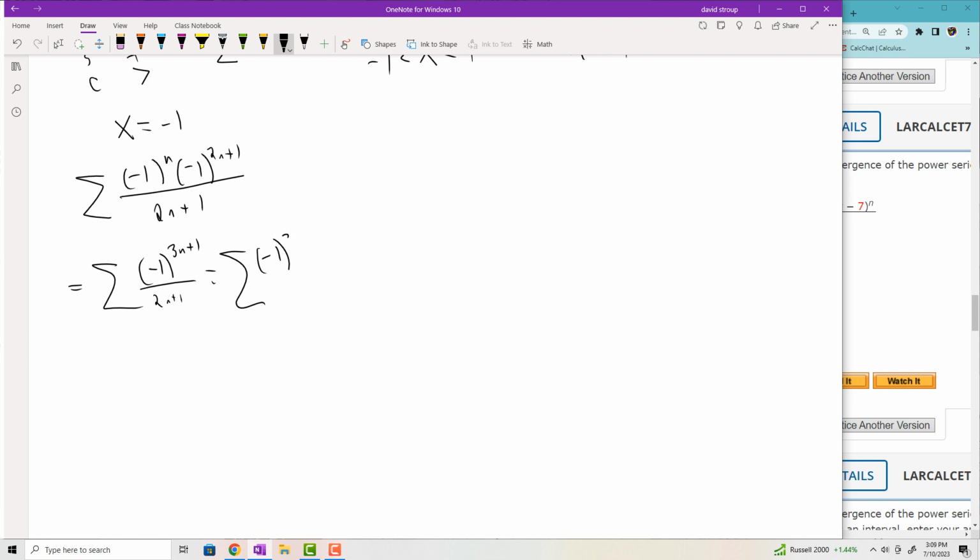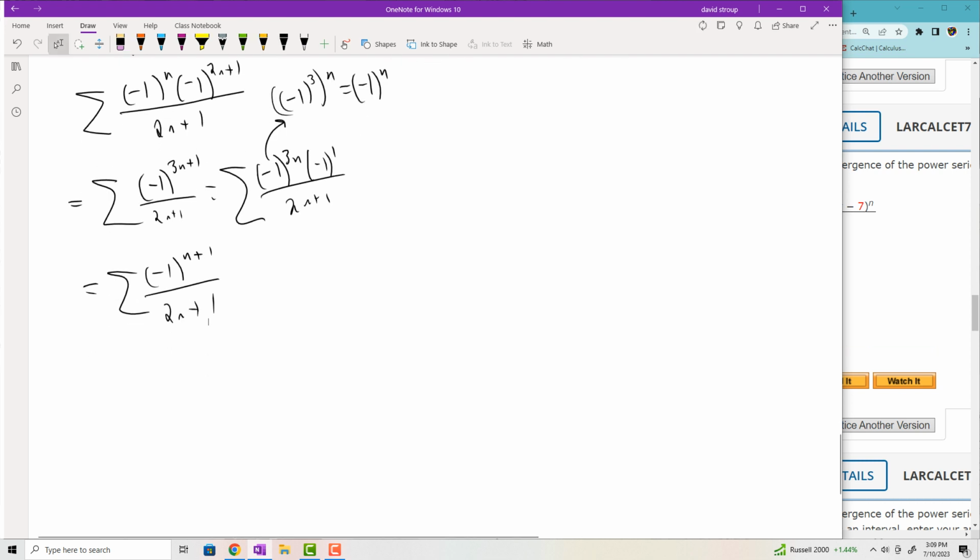So that's negative 1 to the 3n times negative 1 to the 1, all over 2n plus 1. This thing right here is negative 1 cubed to the n value. Okay? So negative 1 cubed is negative 1, and then that's raised to the n. And then we can put it back together. Right? This is the sum of negative 1 to the n plus 1 all over 2n plus 1. So it's just an alternating series, so you do your alternating series test.